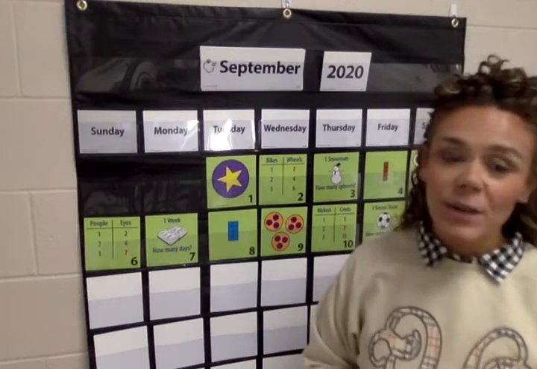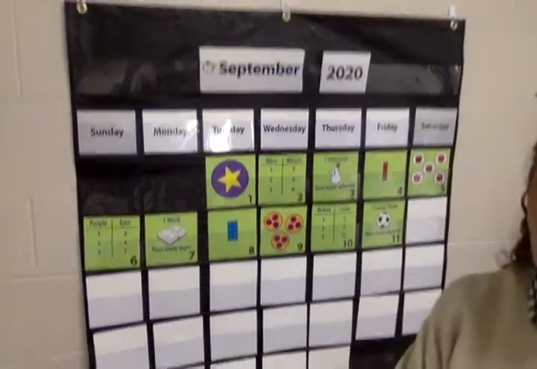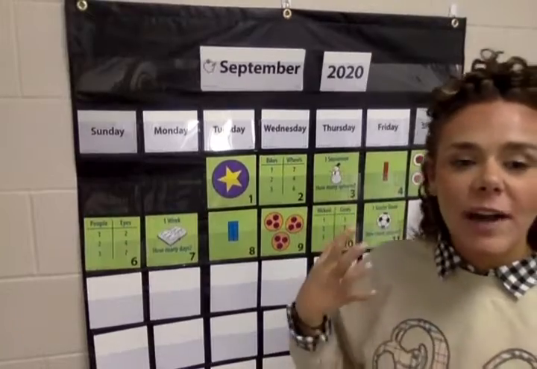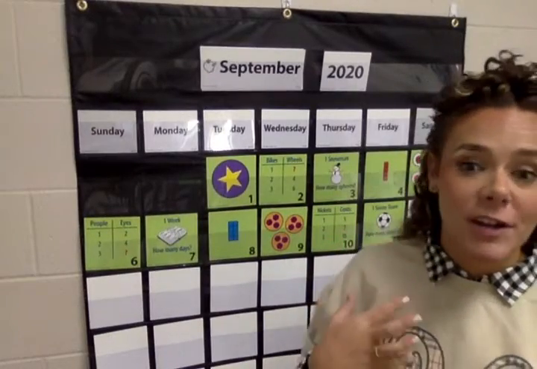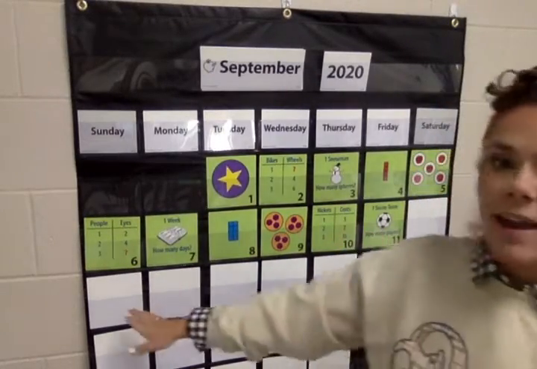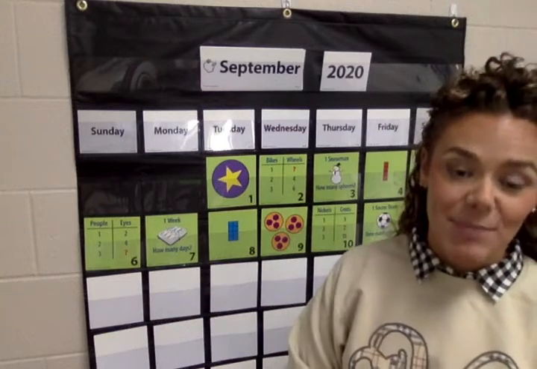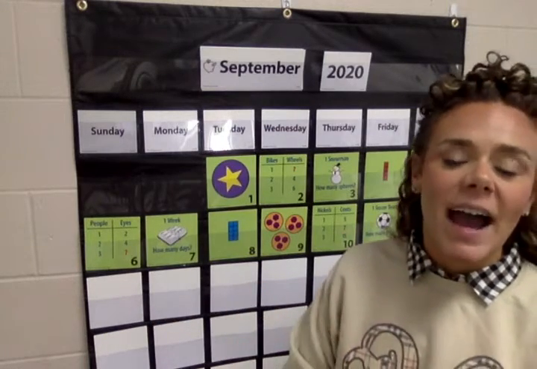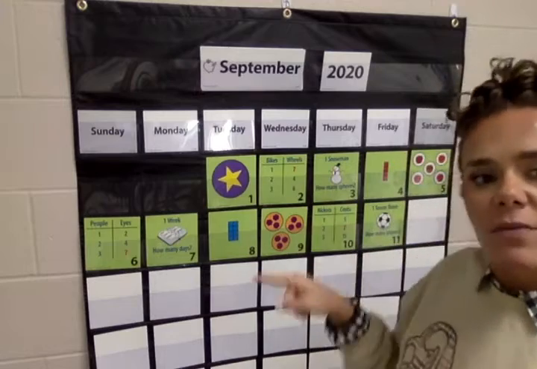Boys and girls, today we're going to do number corner and take a look at some of the patterns that are going on. Before I flip the number cards over for Saturday, Sunday, and Monday, because today is Monday, September 14th, I want to take a look at our pattern. So let's review our pattern.